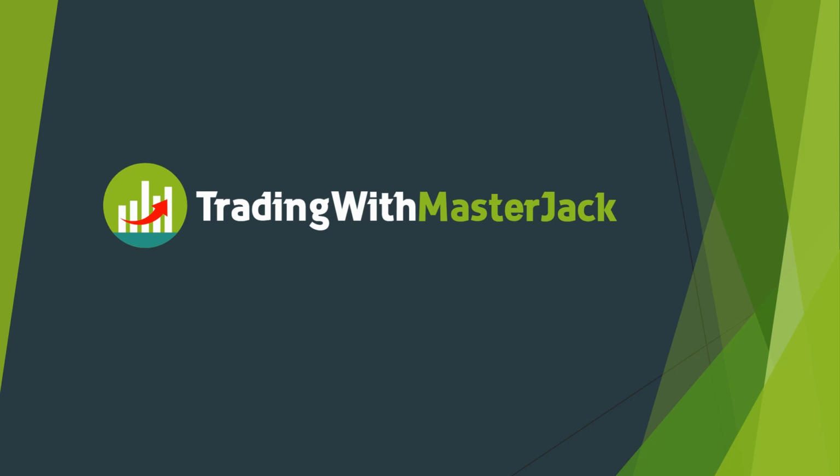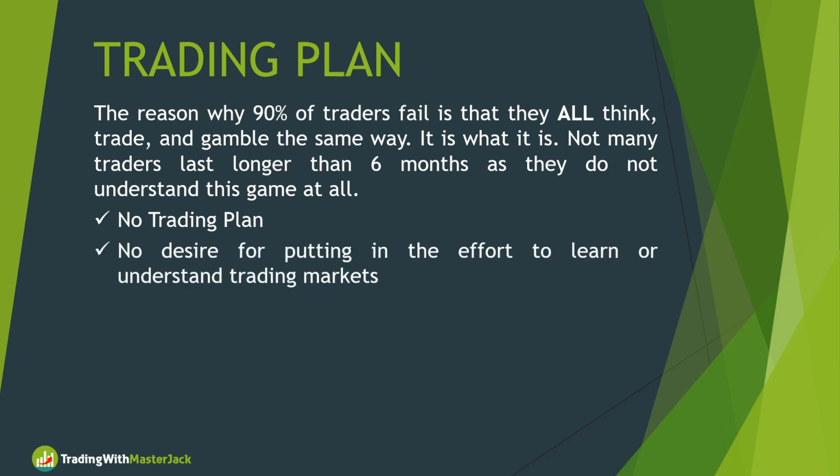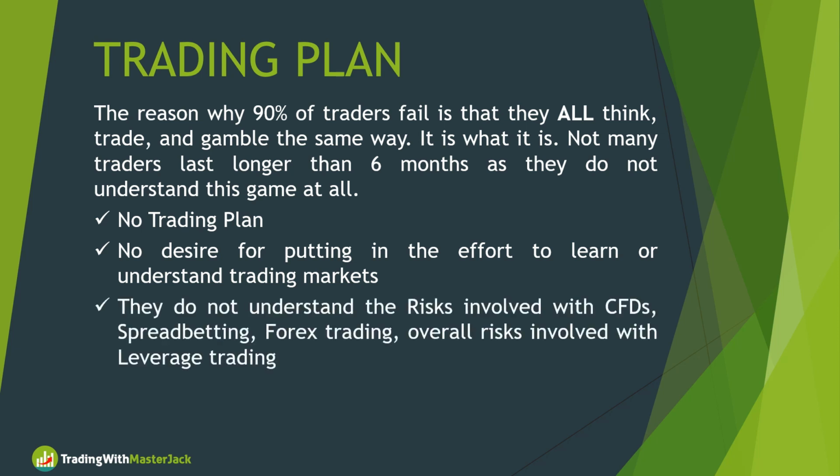In today's video we're going to be dealing with the trading plan. The reason why 90% of traders fail is that they all think, trade and gamble the same way. It is what it is. Not many traders last longer than 6 months as they do not understand this game at all. They simply have no trading plan or no desire for putting in the effort to learn or understand trading markets. They do not understand the risks involved with CFDs, spread betting, forex trading, overall risks involved with leverage trading.